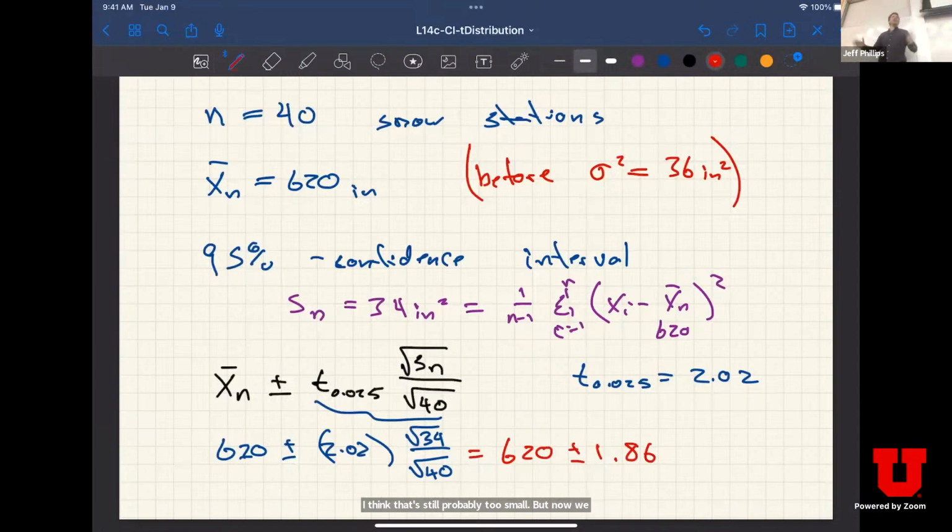Maybe that year there was very uniform snowpack across these stations. And the sample standard deviation was a little bit less than 6 inches. So we might as well trust it, right? If it really was pretty uniform across them, then I'd feel a little bit more confident in this than we did before.